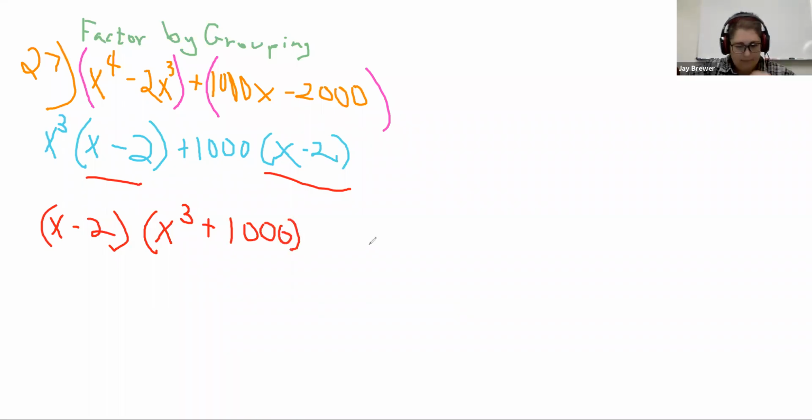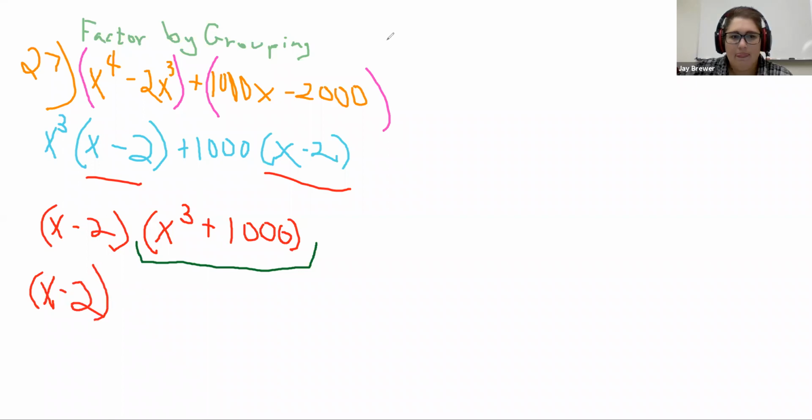Now, here's my question for you. Do you think you're done? No, because what can you tell me about x cubed plus 1000? What kind of binomial is that? Is there a way to break that down? That should help you. It should look pretty similar to what we just did.